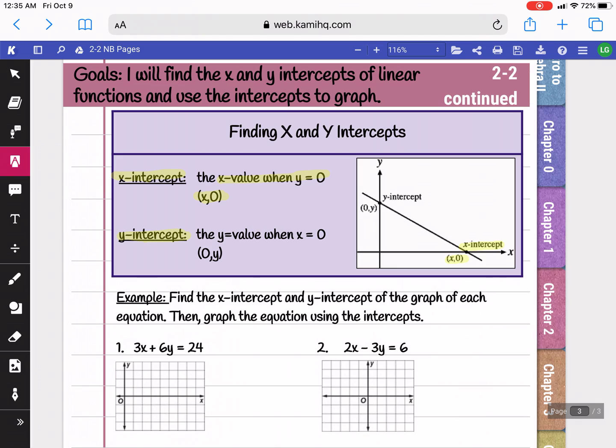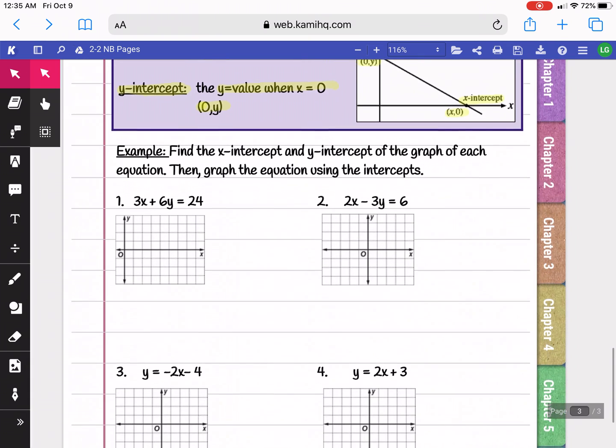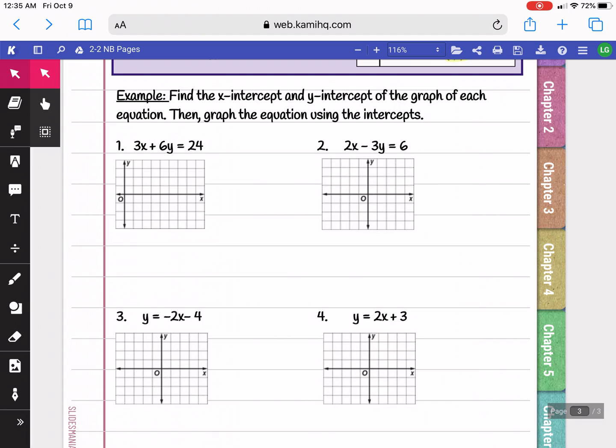Your y-intercept is your y value when x is 0. When you write it as a point, it would look like 0 and then your y-coordinate. If you're looking at your line, it's where your line crosses the y-axis. I like to think of these as my zeros because your magic number here to find your intercepts is 0. So on these next problems, we're going to be finding our intercepts and using them to graph.